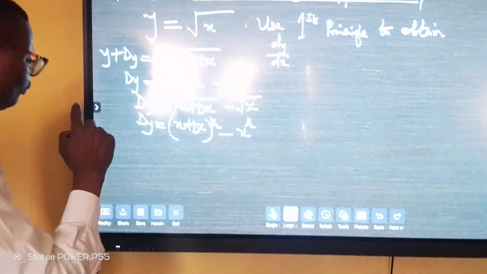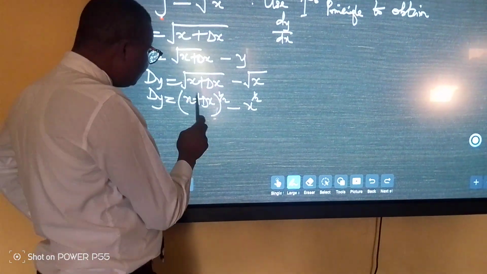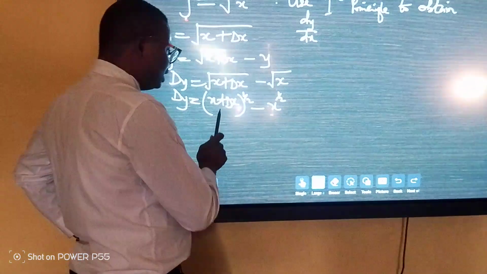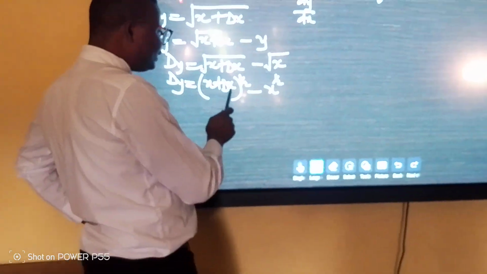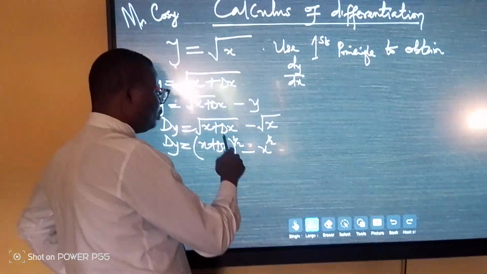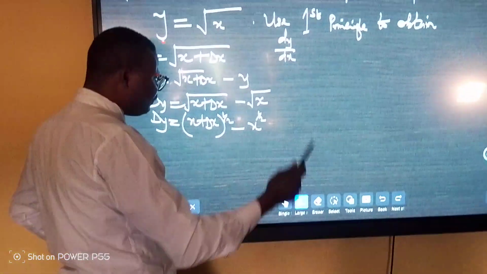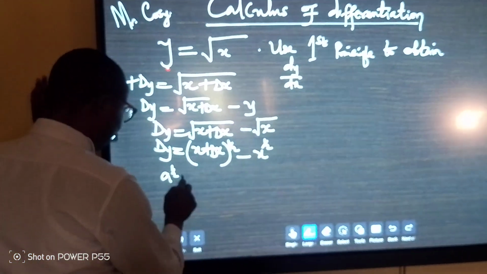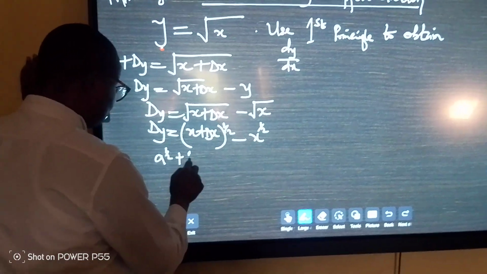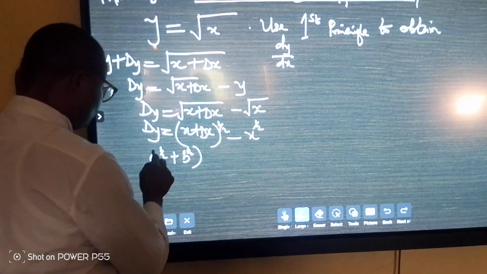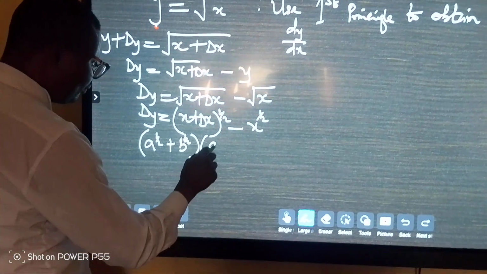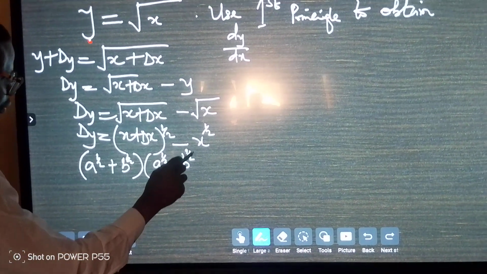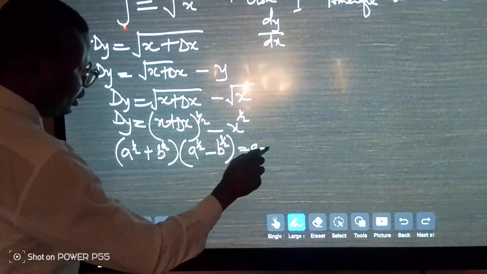Now, here if this is treated as an entity, and this is another one, we are looking at the difference of two powers of half, just like you have the difference of two squares. Recall that a raised to power half plus b raised to power half, multiplied by a raised to power half minus b raised to power half, will give me a minus b.